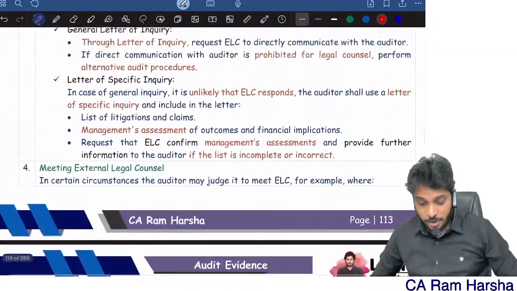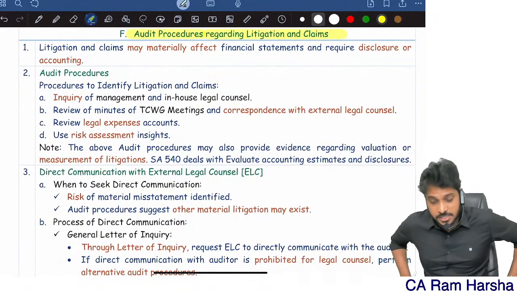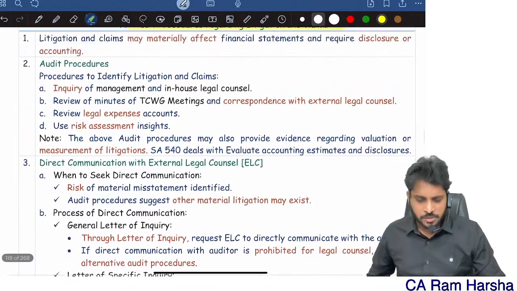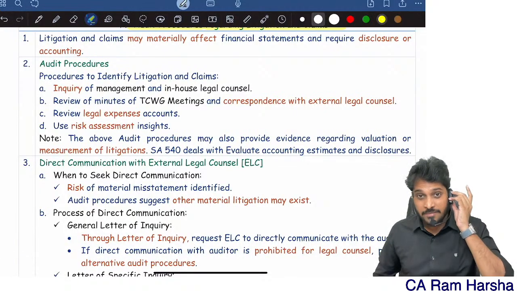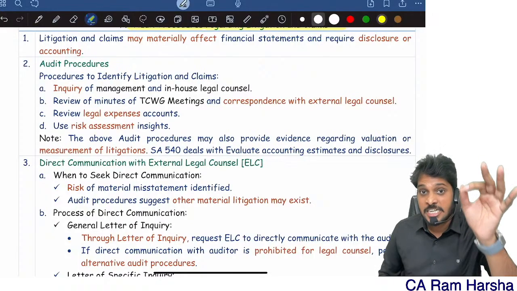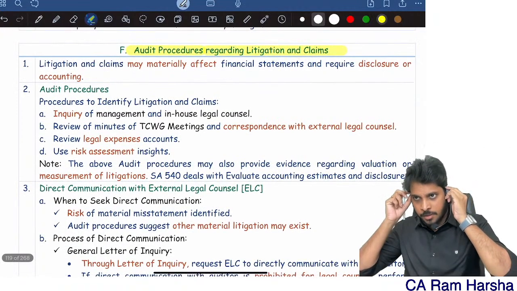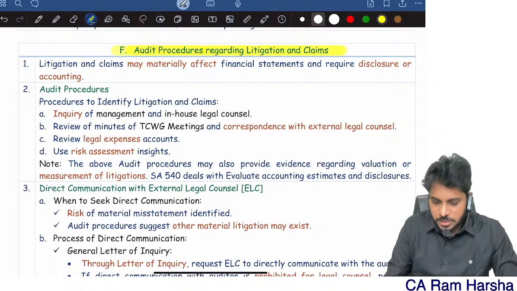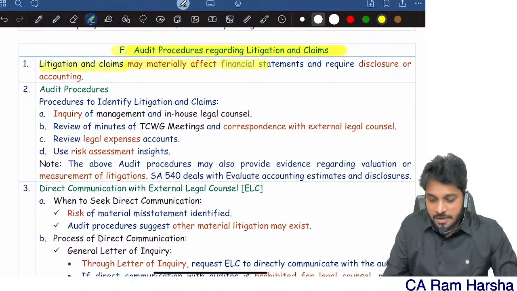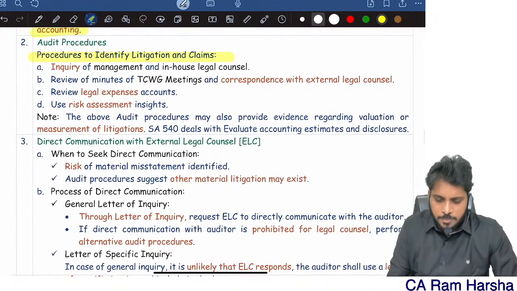Now, another important one, litigations and claims. What is the audit procedure regarding litigations and claims? First, what is the auditor's objective here? The auditor has to obtain sufficient appropriate evidence on whether the impact of pending litigations and claims of the entity was completely disclosed or not. Completeness is what they need to check. Litigations and claims may materially affect financial statements and require disclosure or accounting. Okay, fine. What are the audit procedures to identify them?